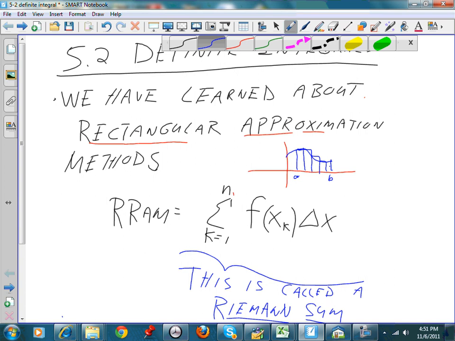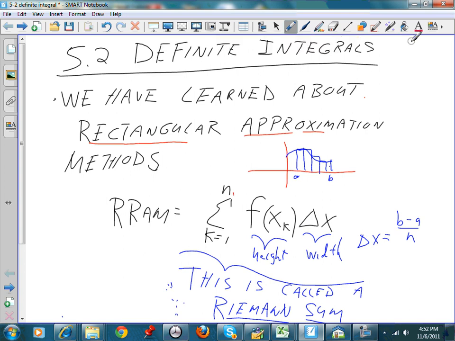We call this the right-handed rectangular approximation method. This was the height of the rectangle, and this delta x would be the width. If we had uniformly wide rectangles, we'd say that width is equal to b minus a over n. You'll see this in a book, so I put this down here too. You'll see things like Riemann sums, and this is an example of a Riemann sum. We sum these up.